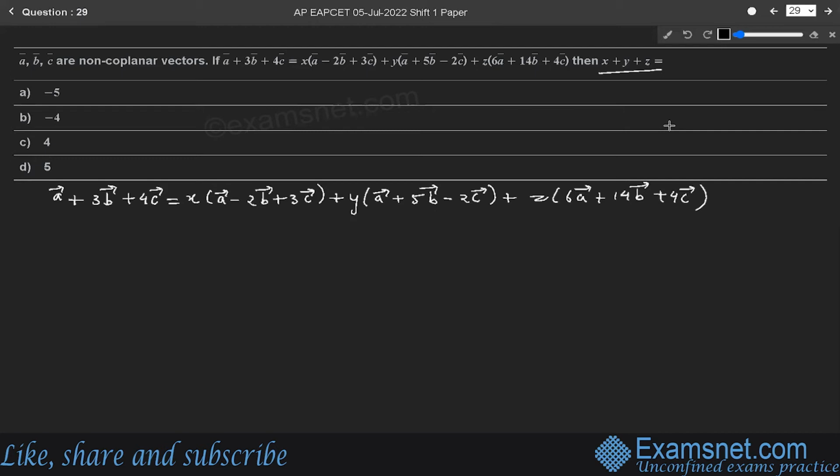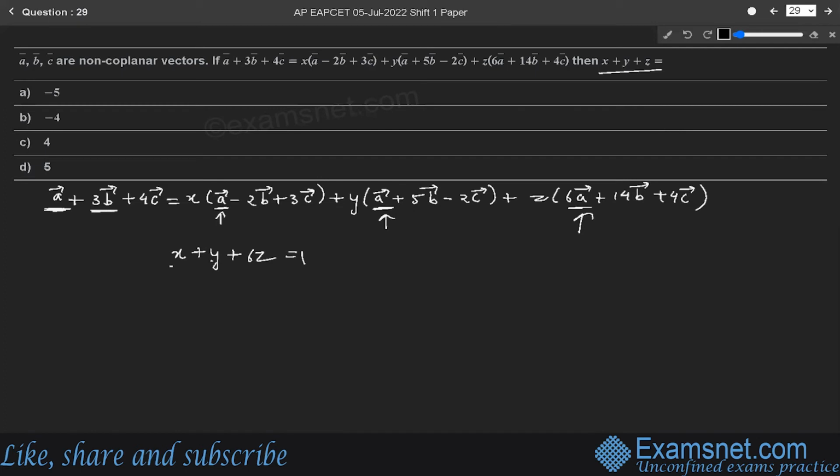So from every vector, taking the first term, the equation becomes x plus y plus 6z is equal to 1. You can compare the terms for A vector. On the left hand side, A is 1. Now here again A is 1, so x is equal to 1. Again here vector A has the coefficient 1, so y is equal to 1, and here vector A has coefficient 6. So the equation becomes x plus y plus 6z is equal to 1.